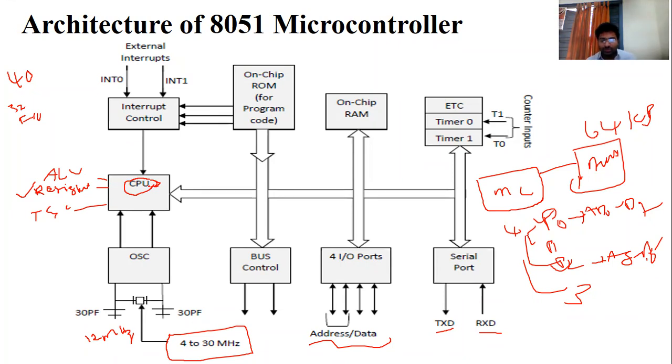Whenever you write a program, one of the operands is always the accumulator, even in the 8051 microcontroller. What is the use of the accumulator? It holds the operand, and at the same time, if you perform any operation, the result is also stored in that accumulator. That is the CPU. So we are discussing thoroughly the register organization for 8051 microcontrollers. Okay, we have the interrupt controllers.